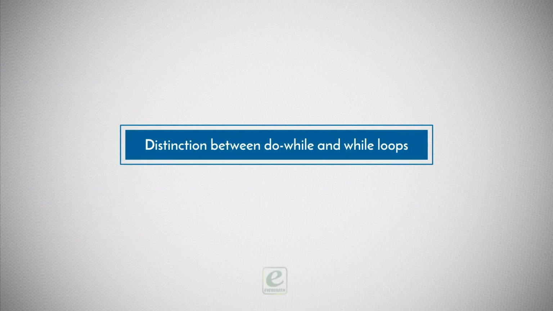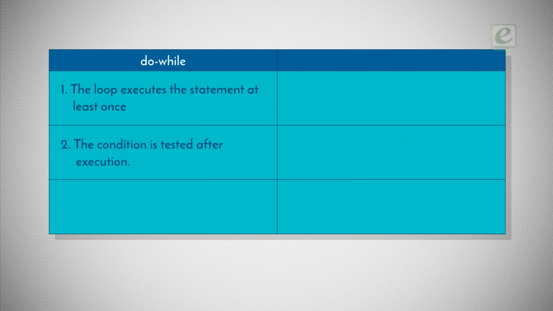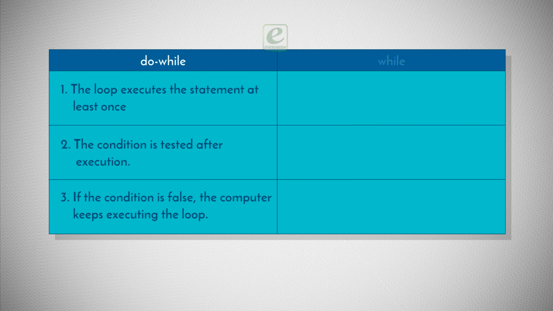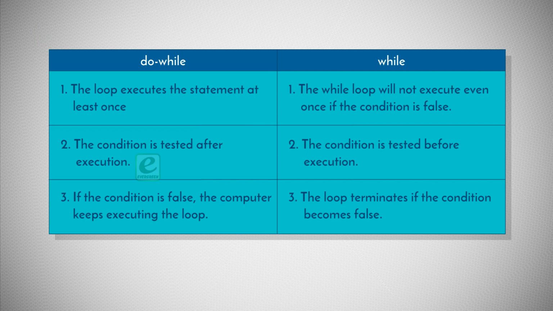Distinction between do-while and while loops. Do-while: 1. The loop executes the statement at least once. 2. The condition is tested after execution. If the condition is true, the computer keeps executing the loop. While: 1. The while loop will not execute even once if the condition is false. 2. The condition is tested before execution. 3. The loop terminates if the condition becomes false.